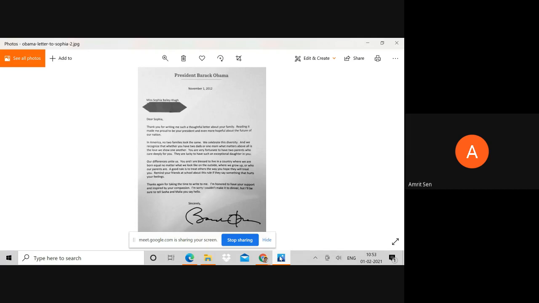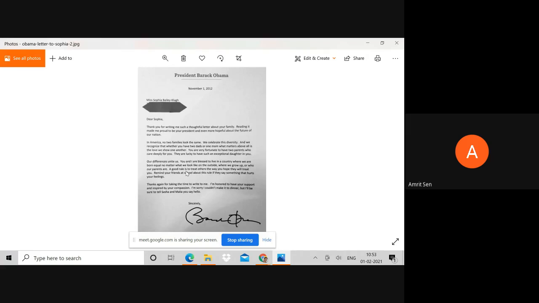So this young girl had written to him and he says, I'm honored to have your support and inspired by your compassion. I'm sorry I couldn't make it to dinner. So she had obviously invited him to dinner. So Obama says, no, I'm sorry I can't make it to dinner, but I'll be sure to tell Sasha and Malia to say hello. So these are his two daughters. And he has signed off saying sincerely, because he has addressed this girl as dear Sophia, right?